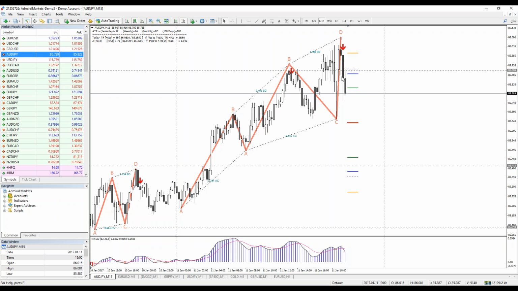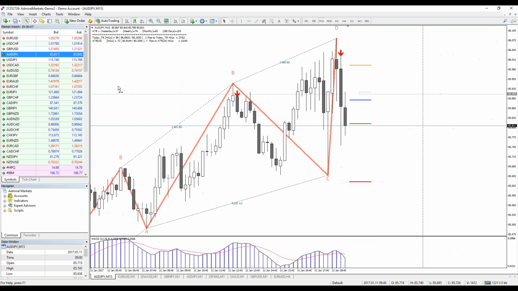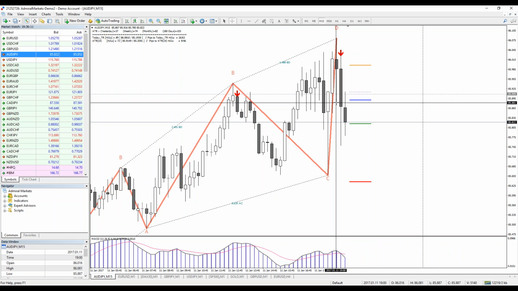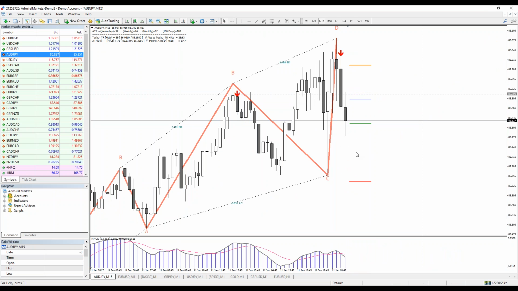This would have been my entry. The low of D was here. So once the low of this candle here is taken out, we enter the market. So here we would have made like 13, 14 pips. I mean, guys, this is a counter trend trade. Okay, this is a counter trend trade.